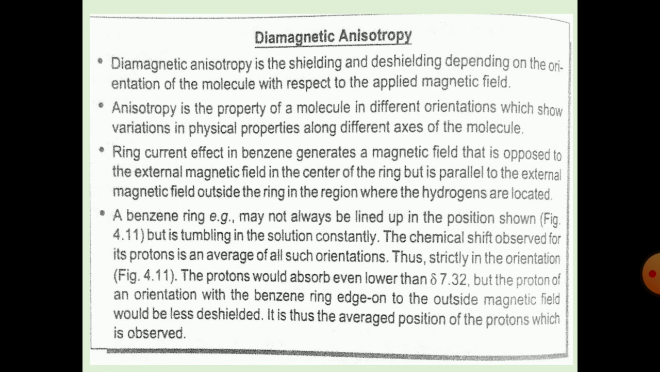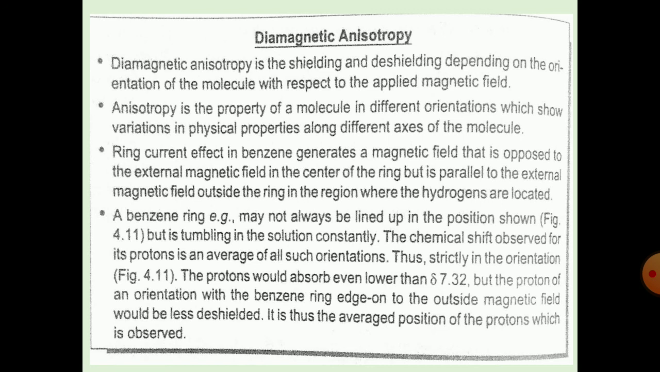In this, first, diamagnetic anisotropy is the shielding and de-shielding depending upon the orientation of the molecule with respect to the applied magnetic field. Second, anisotropy is the property of a molecule in different orientations which shows variation in physical properties along the different axes of the molecule. Then third is the ring current effect. In benzene, it generates a magnetic field opposed to the external magnetic field in the center of the ring, but parallel to the external magnetic field outside the ring, in the region where the hydrogen is located.